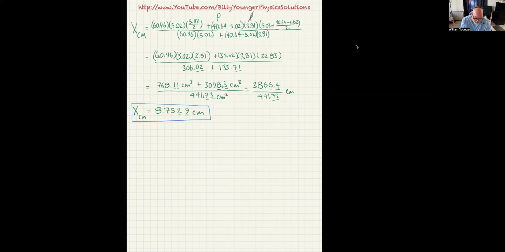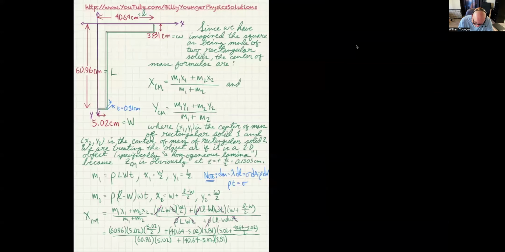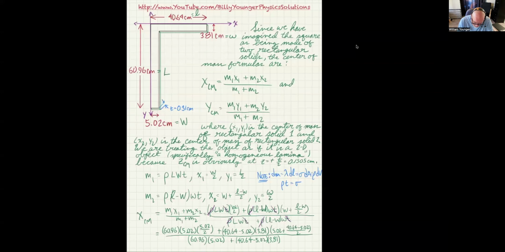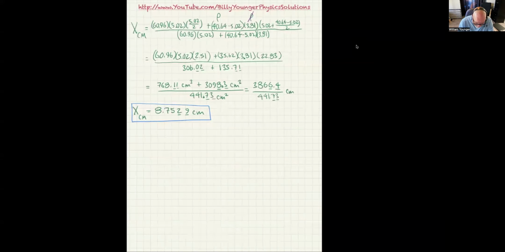And notice we were able to do that without the density, without even knowing what material it is. And in fact, I don't think I even ultimately used the thickness 0.31 anywhere. Nope, other than to compute the Z center of mass. So we've got that. Now I'm going to take my Y center of mass formula and use that. So I thought I had already copied it over there, but I hadn't. So now I'm going to go ahead and do the Y center of mass.